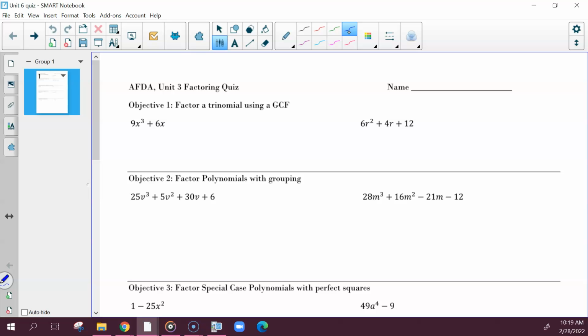Alright. For the first section, you needed to factor out a GCF, so what they have in common. For these two, you can divide a 3 out of both, so that was part of your GCF. They also both have x's, so that also had to be part of your GCF. So 3 and x. And when we divide out 3x, what's left? Plus 2. X squared.